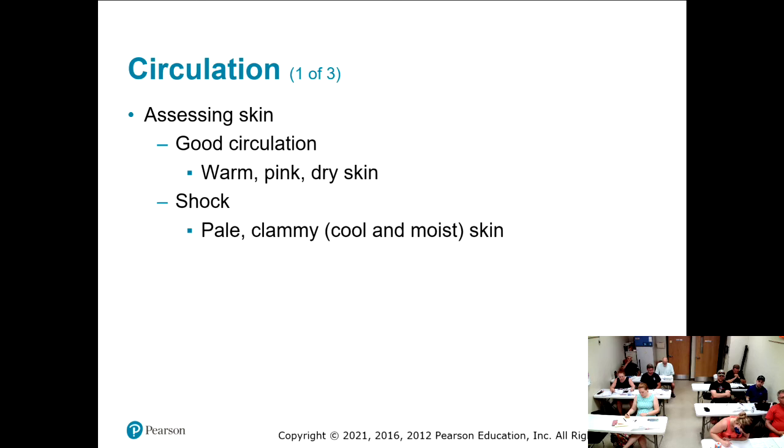Circulation. So we're assessing our skin, checking our circulation. Normal skin is pink, warm, and dry. Shocky skin is pale, cool, and clammy, which clammy is just cool and moist skin. Diaphoresis is something that you might see. Pale, cool, and diaphoretic is another way you might see it.